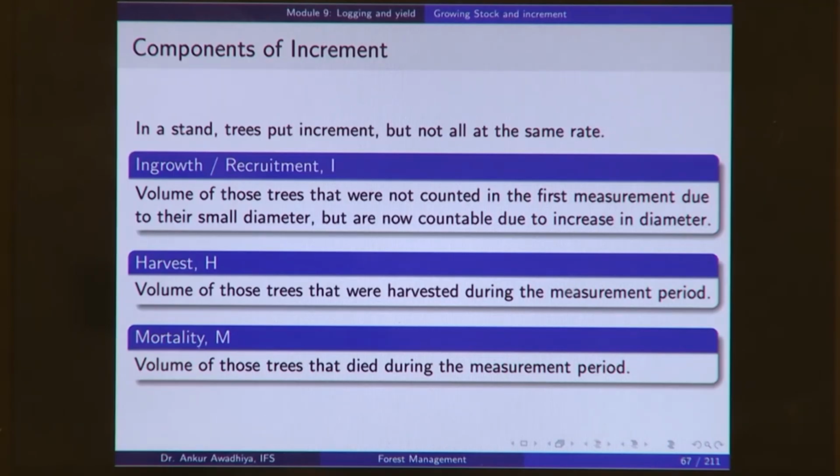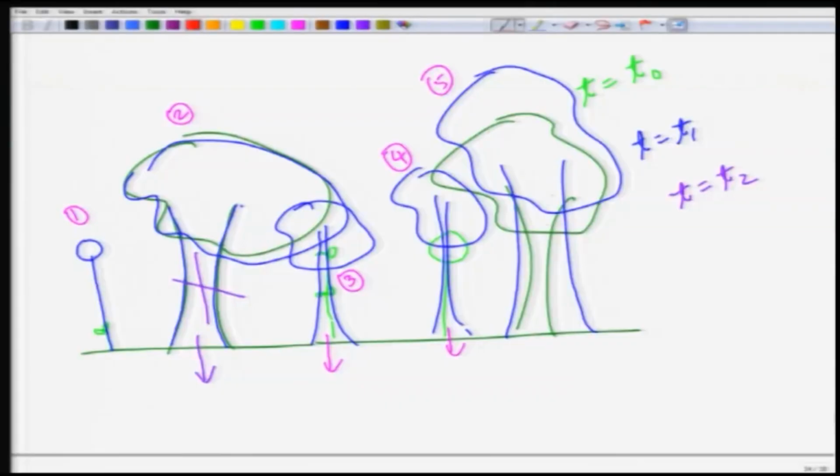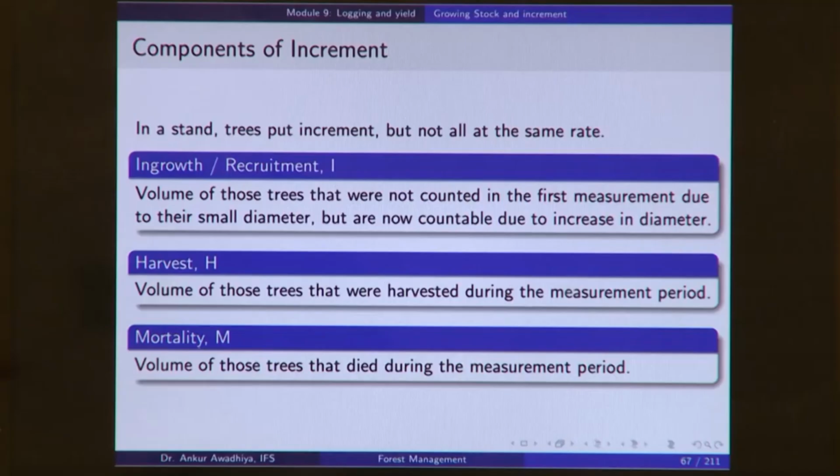Let us say at time t equal to t2, this tree has died off, probably because it was old, or probably because it got infested with some diseases, or probably it got burnt during a forest fire. So, this tree which has died off will be represented in terms of mortality M.